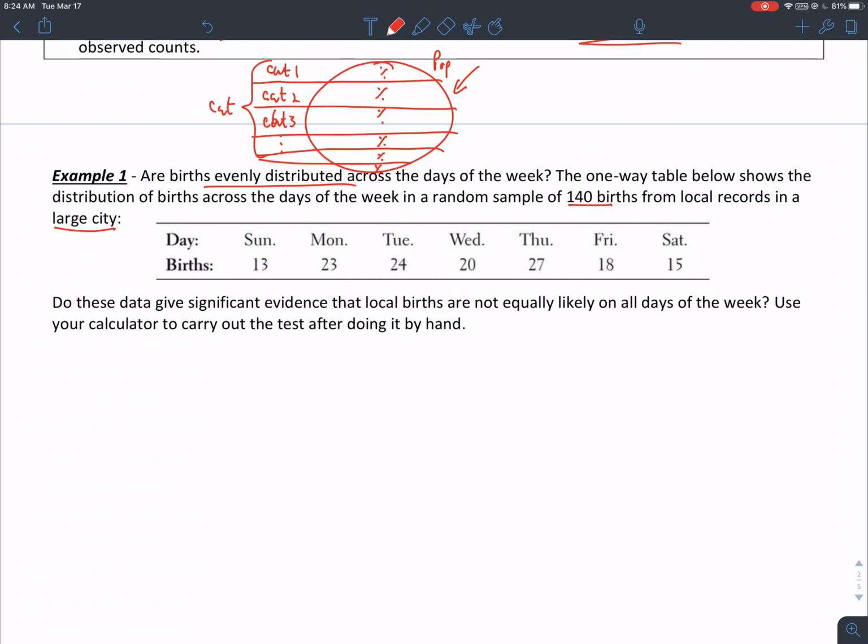So this is maybe a bit easier, I think, than our M&M one, because distributed evenly means each day has the same proportion of births. So if the whole proportion of births is 1 or 100%, then each day should have 1/7 of that 1, or 1/7 of 100%, because there are 7 days. Okay? So that should be going on in your mind.